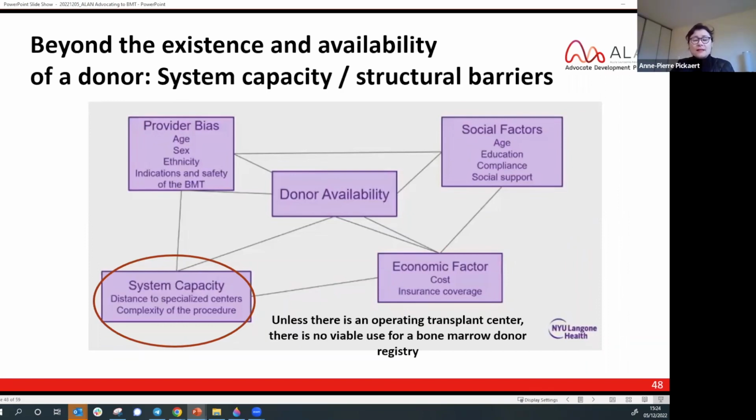That doesn't make sense. So really, finding ways of how we can support the hematologists to actually acquire the knowledge and have the staff and the capacity to conduct bone marrow transplant, that's just really, really key.